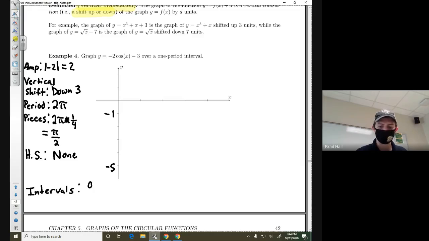We can start at 0 because there's no horizontal shift. And now we're going to just keep adding the piece value. So add, where's the piece? It's pi over 2. And we just keep going. It's pi, 3 pi over 2, 2 pi.